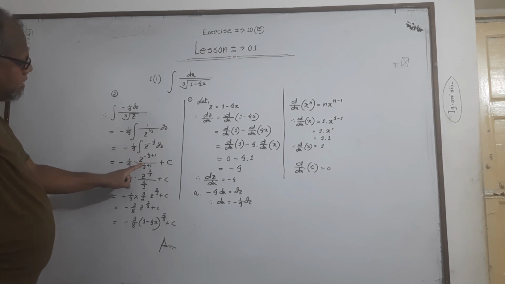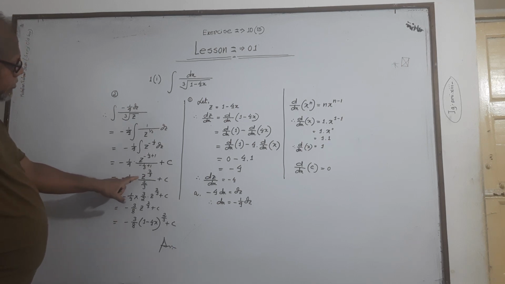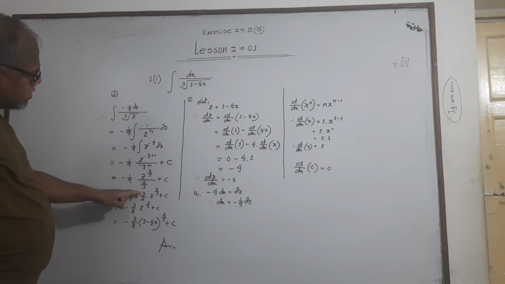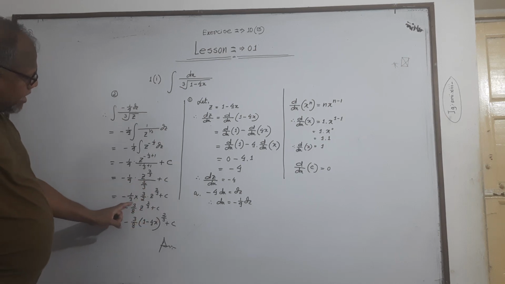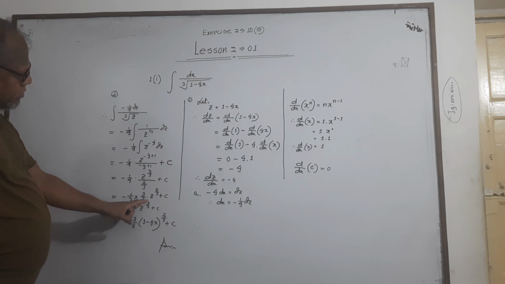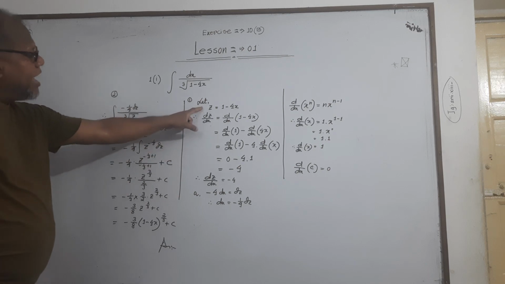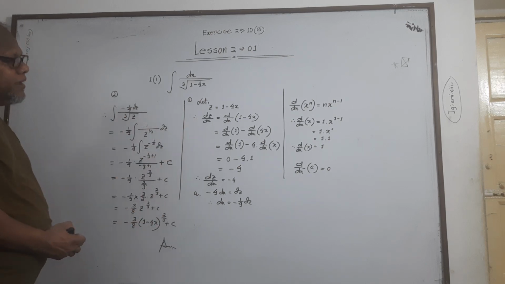Minus 1 by 4 z to the power n plus 1 divided by n plus 1. Here minus 1 by 4 z to the power 2 by 3 divided by 2 by 3 plus c. So minus 1 by 4 into, the 3 will go up and 2 will go down, so 3 by 2 into z to the power 2 by 3 plus c. Here minus 3 by 8 z to the power 2 by 3 plus c. Again I put the value of z here: minus 3 by 8 into 1 minus 4x whole to the power 2 by 3 plus c.